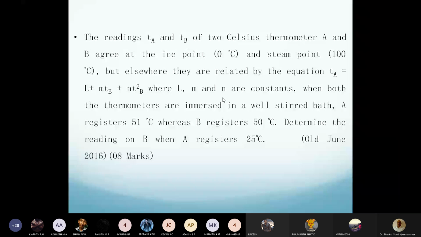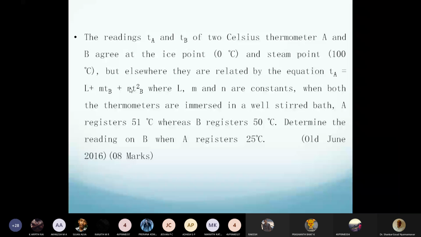Sir, in which equation do we have to substitute the n and m values? There is the equation given here: TA is equal to L plus M TB plus N TB squared. He has given it already. In that, you have found L is equal to 0, you have found M, you have found N. Substitute the values of M and N. You are writing the expression for TA in terms of M and N. Clear? Yes, sir.